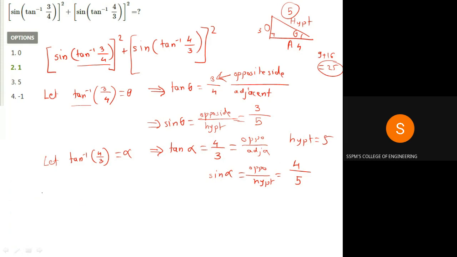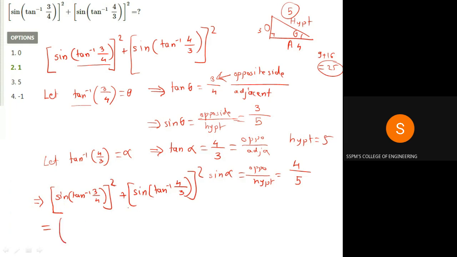Now we will use this. Therefore, sine of tan inverse 3 by 4 squared plus sine of tan inverse 4 by 3 squared. This is the value that we have to find. So the first bracket squared plus the second bracket squared, what is it equal to? Using 3 by 5 and 4 by 5, it is easy now: 3 by 5 squared plus 4 upon 5 squared.